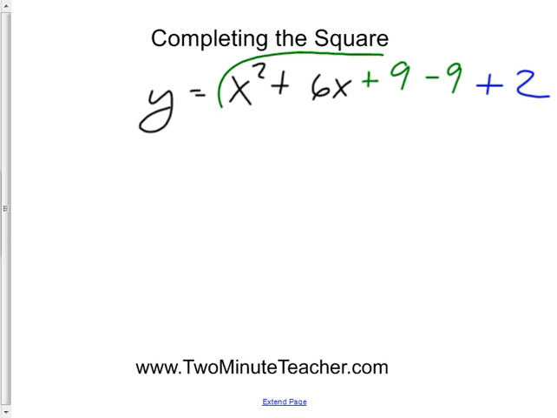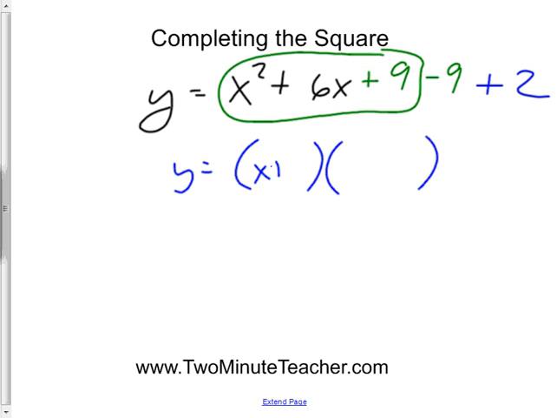Because that 9 is the magical number where if I put it right there, I can now factor this part and make it y equals x plus 3 and x plus 3. That's called a perfect square. That's why putting this number in here is called completing the square.